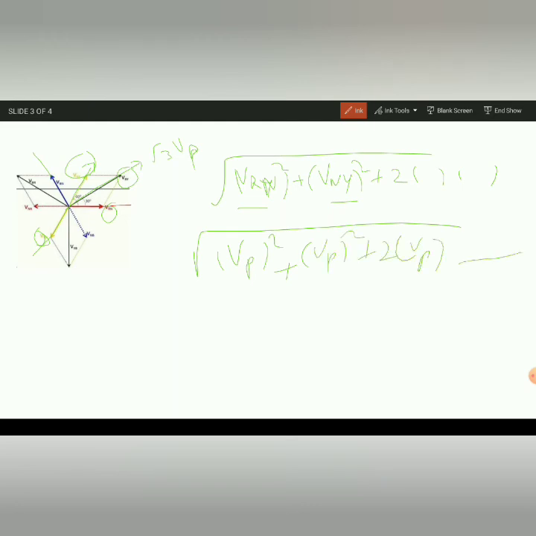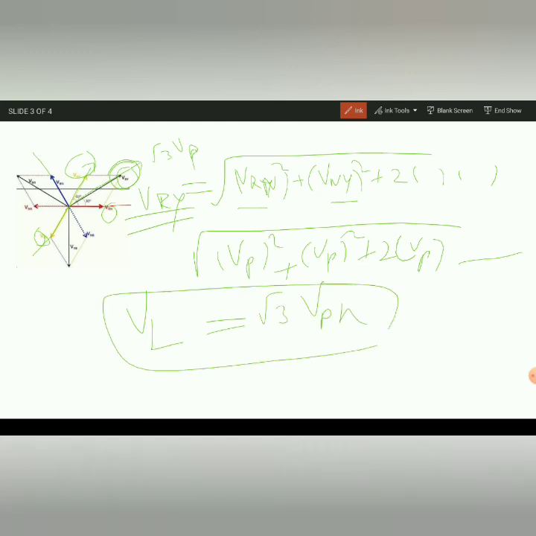And then when you find it, first you will write VRY. And finally, what is VRY? Finally you will change the VRY into line voltage. It is obviously line voltage. Then you will get the relation root 3 times the phase voltage. So this is how we do it for the star connection as well.